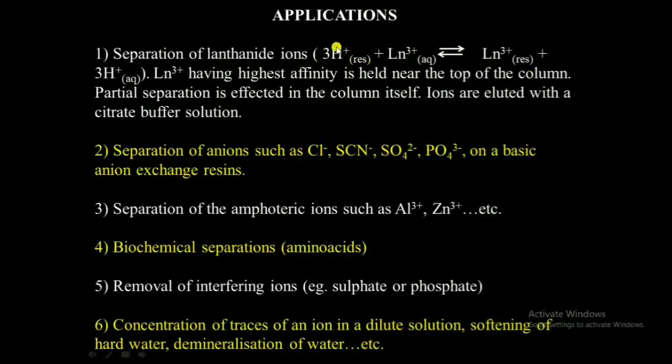And here you can see the equation. The lanthanide is 3+, so one lanthanide ion will exchange with the 3 H+ ions in the resin. Then the lanthanide goes to the resin part, and the H+ will go to the mobile phase. Finally, we add citrate buffer so that the lanthanides attached to the resin get eluted and separated.